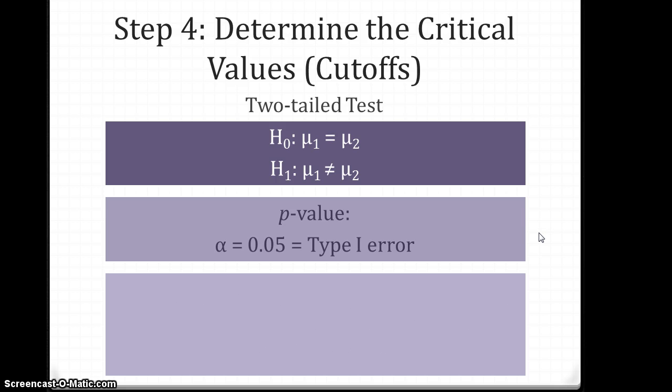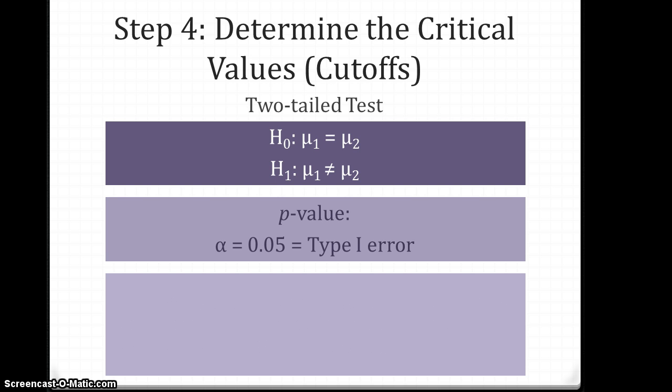So when we're determining what our cutoffs are, we have to set our type 1 error rate. It's also known as our p-value or alpha. Now, the type 1 error, remember, is when you get a false positive. So what's the likelihood that you reject the null hypothesis when you shouldn't? So what percent of the time would you be okay with doing that?